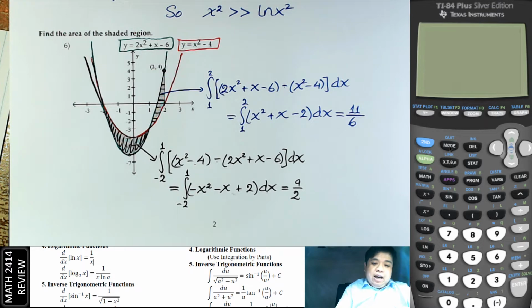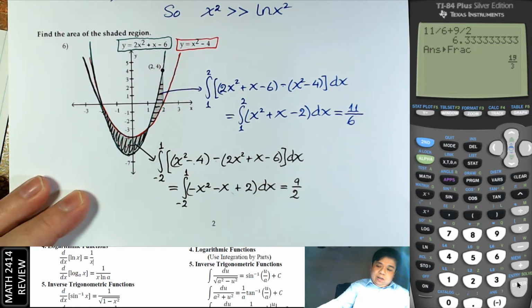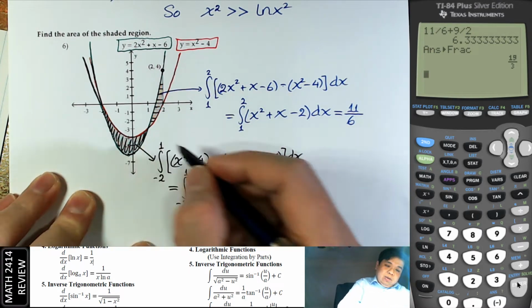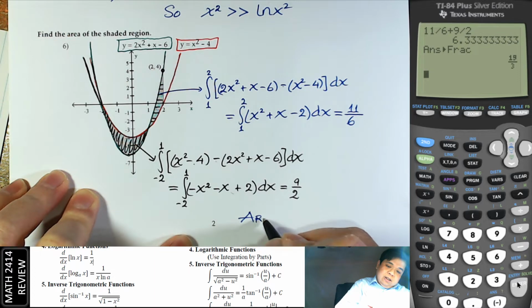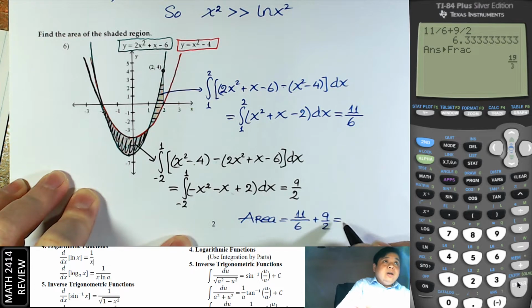Right, and then finally we have 11 over 6 plus 9 over 2. And we can convert to fraction. That is 19 over 3. So the total area, so we say the area is 11 over 6 plus 9 over 2, which is 19 over 3.